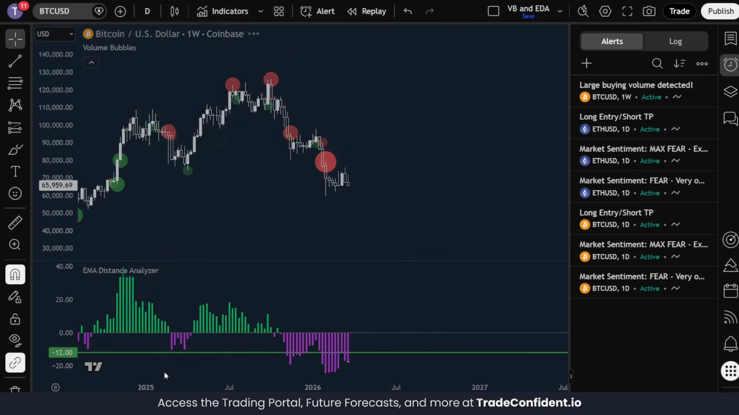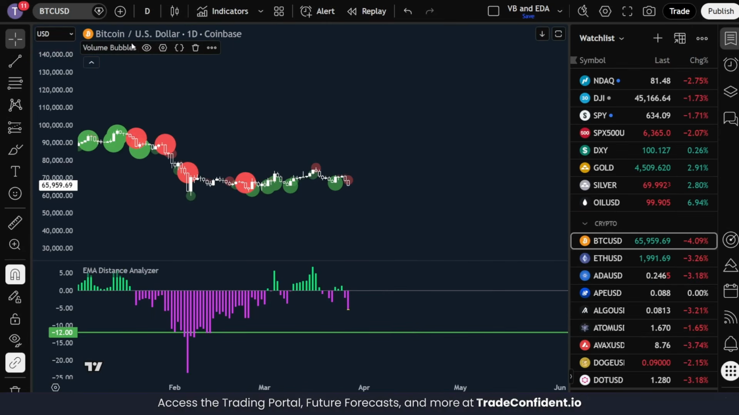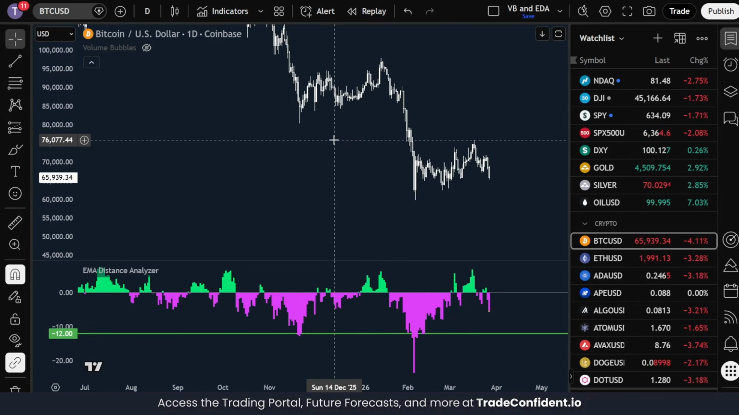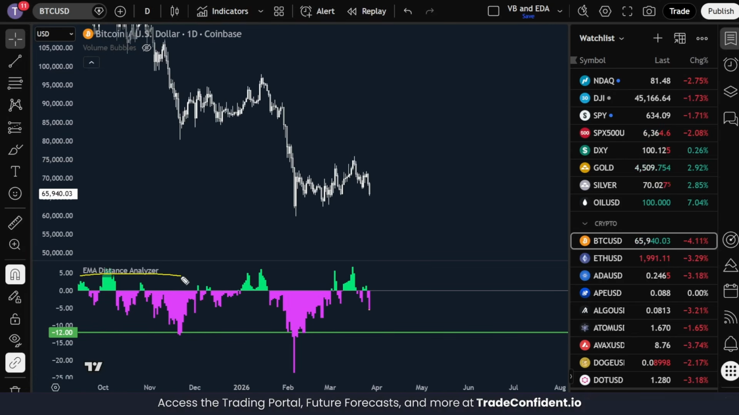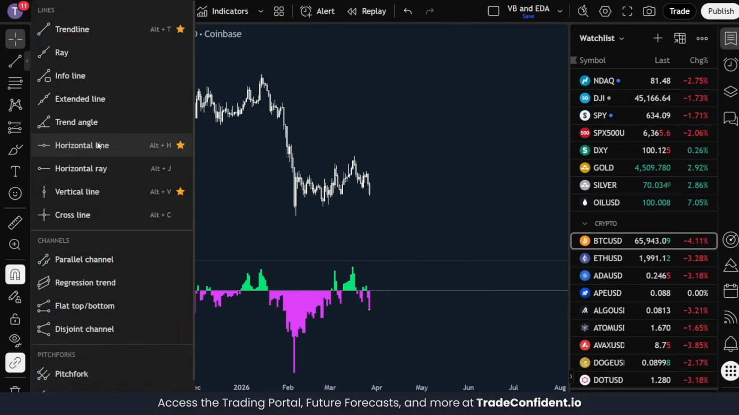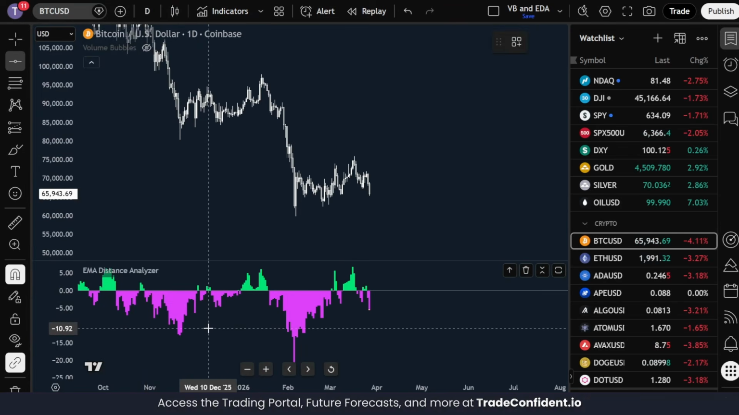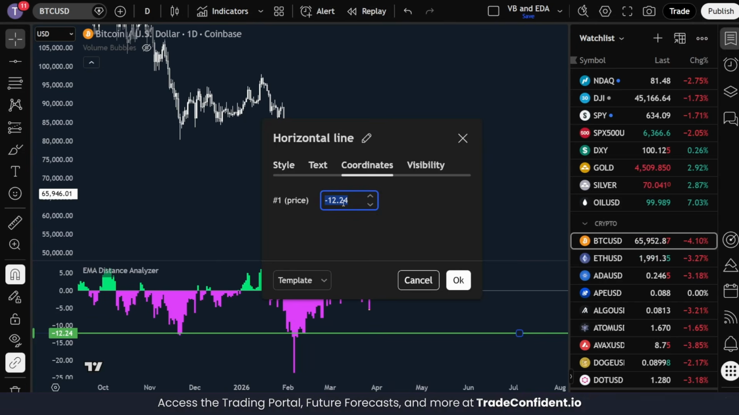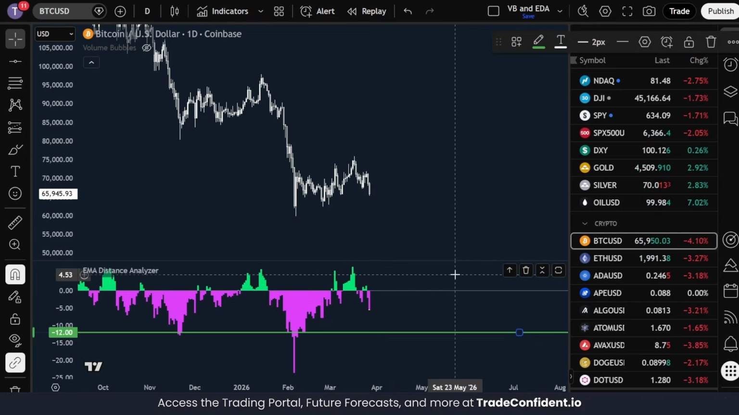We're going to drop down to the daily time frame again. We're going to hide the volume bubbles. And the other indicator we are watching very closely, this time on the daily, is the EMA Distance Analyzer. What I want you to do, let me delete this line because I'm going to show you how to set it. Go over to a horizontal line and put it right around -12. Double click this line and actually type in -12. This way it is exact.